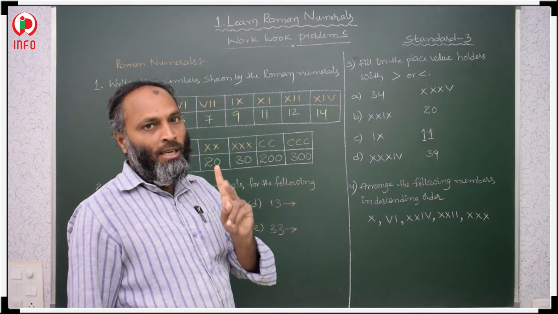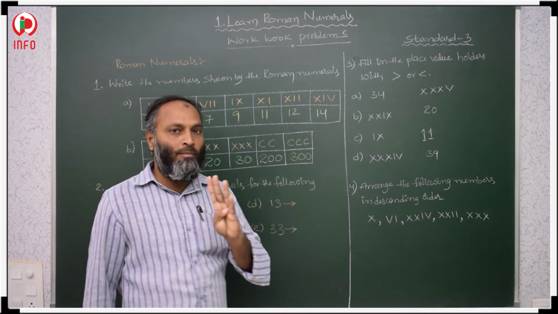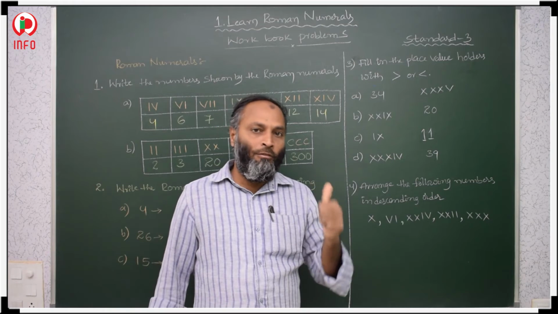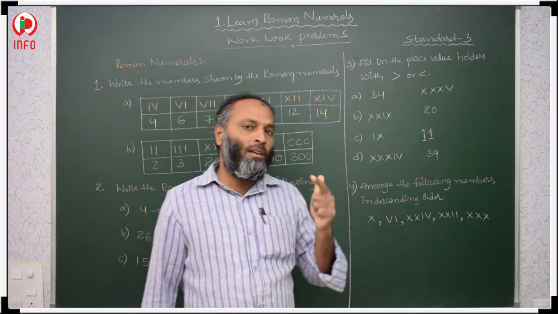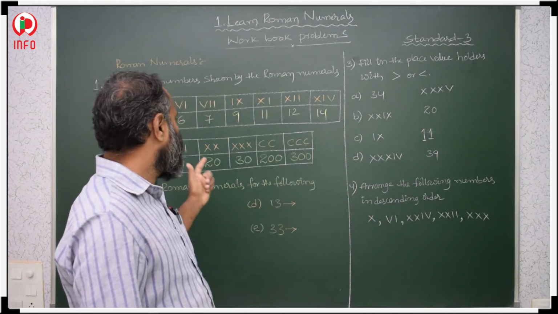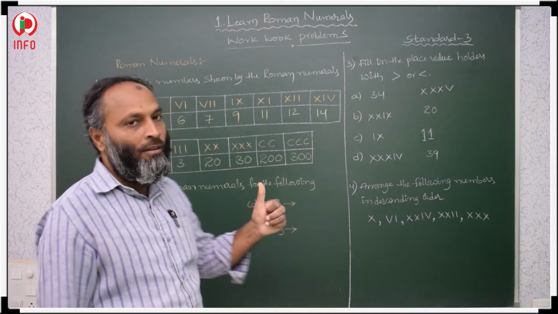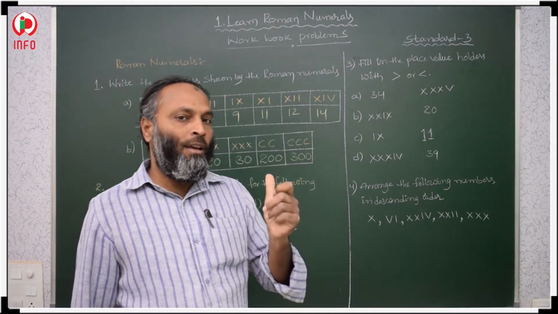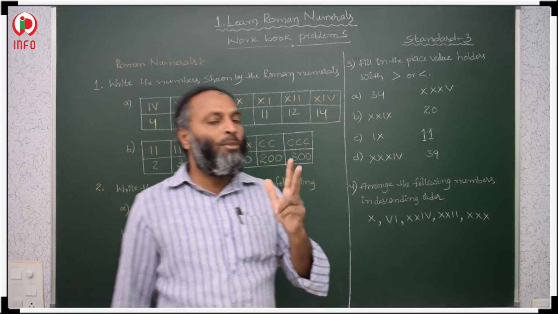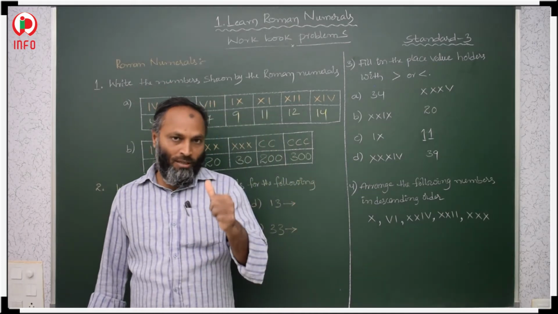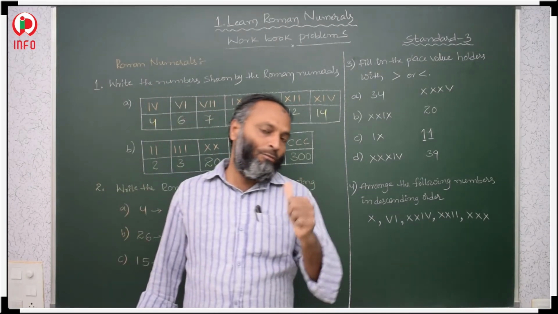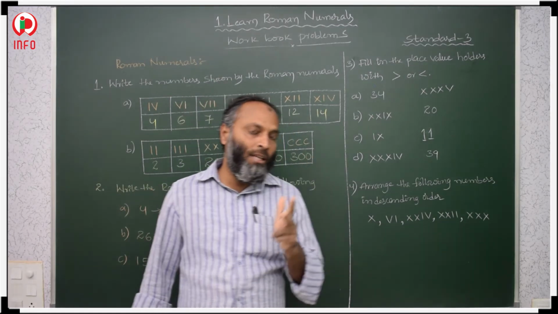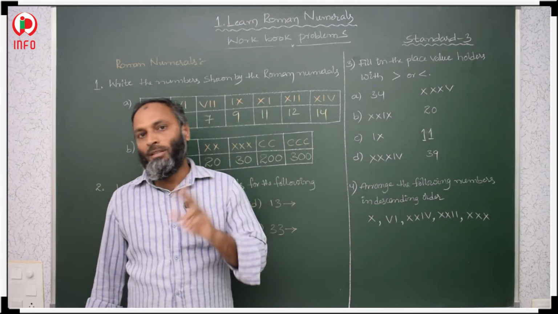There is I, X, C and M. These 4. And which Roman numerals never repeat? V, L and D. These 3 Roman numerals never repeat. That is 5, 50, 500. 5 means V, 50 means L and 500 means D. These 3 Roman numerals never repeat.